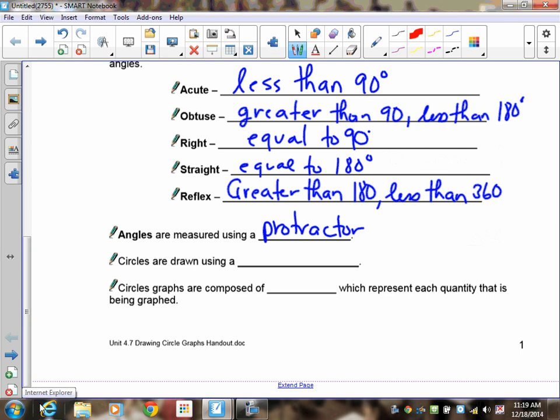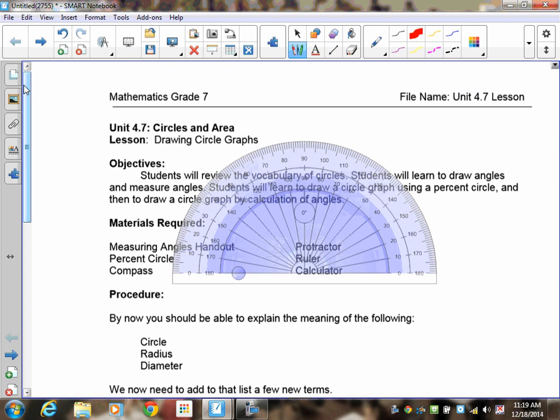Circles are drawn using what we call a compass. And again, we've done a whole exercise on compasses, so you should identify that the compass basically looks like this, and you should have no trouble with that one.